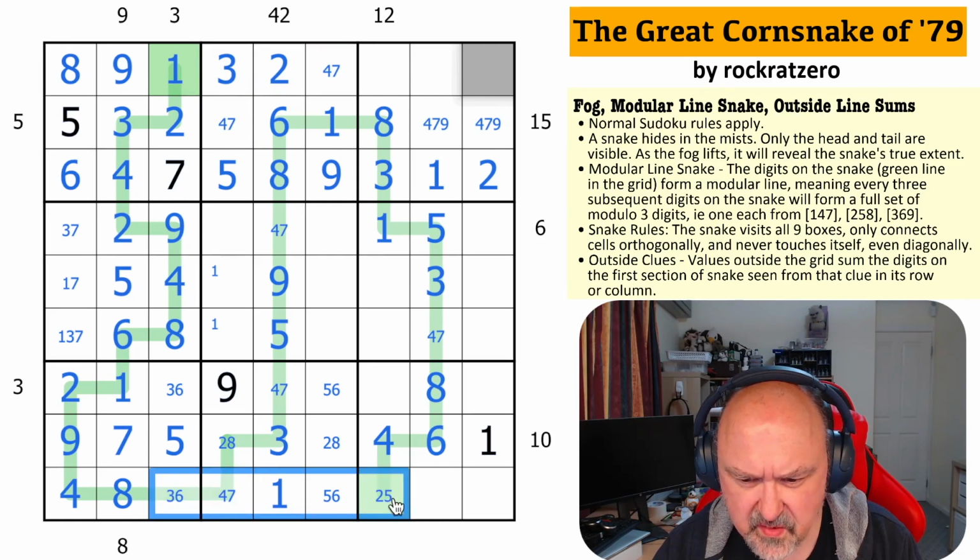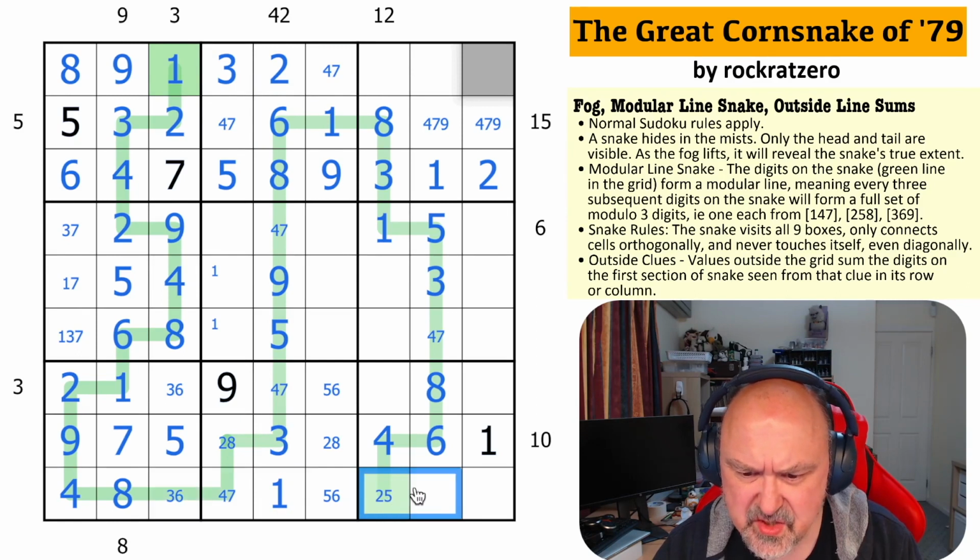There might be stuff going on in this row, but it's a bit messy. 2 is in one of those two. 3 is in one of those two.